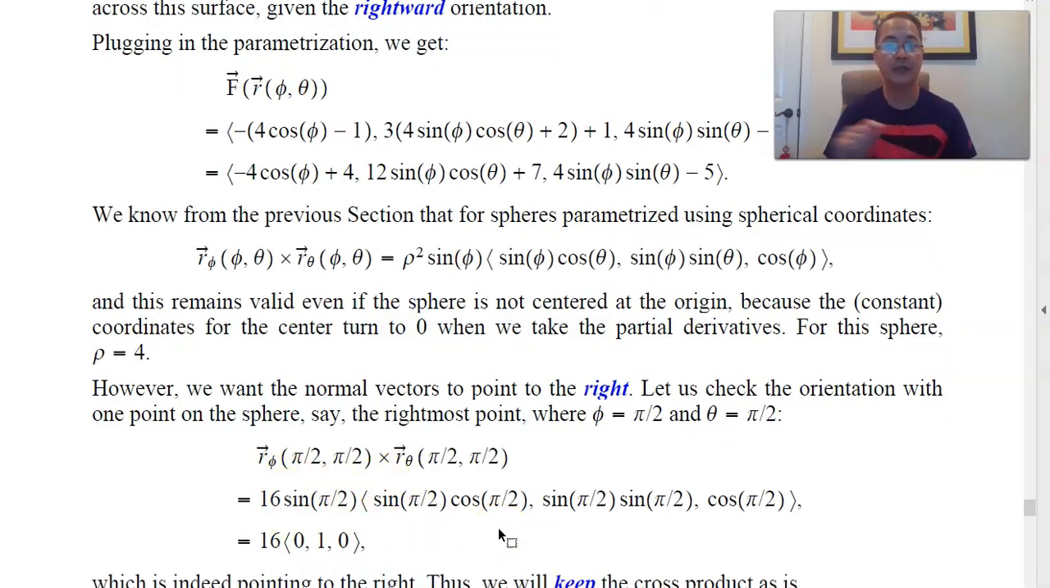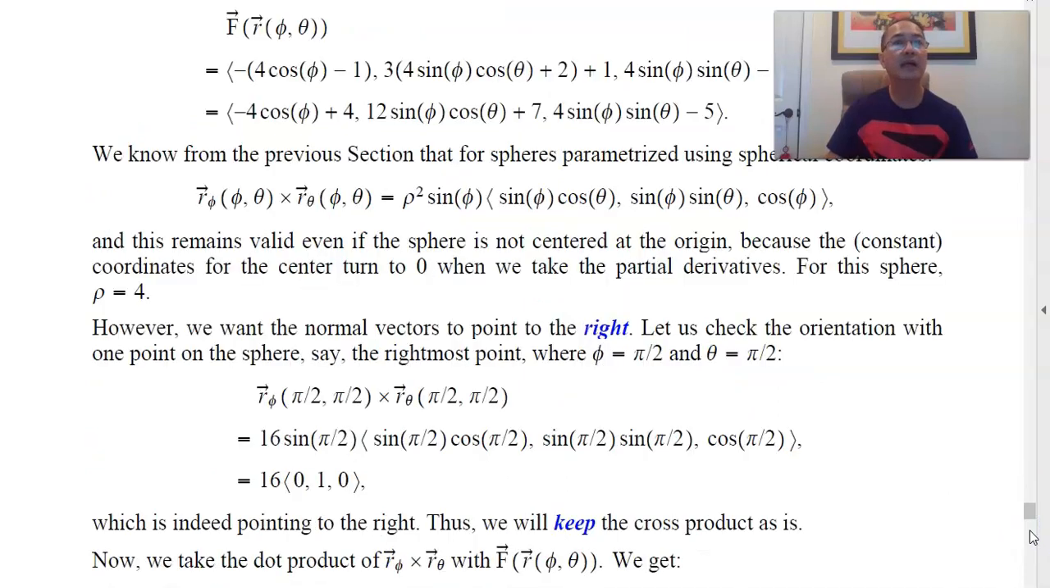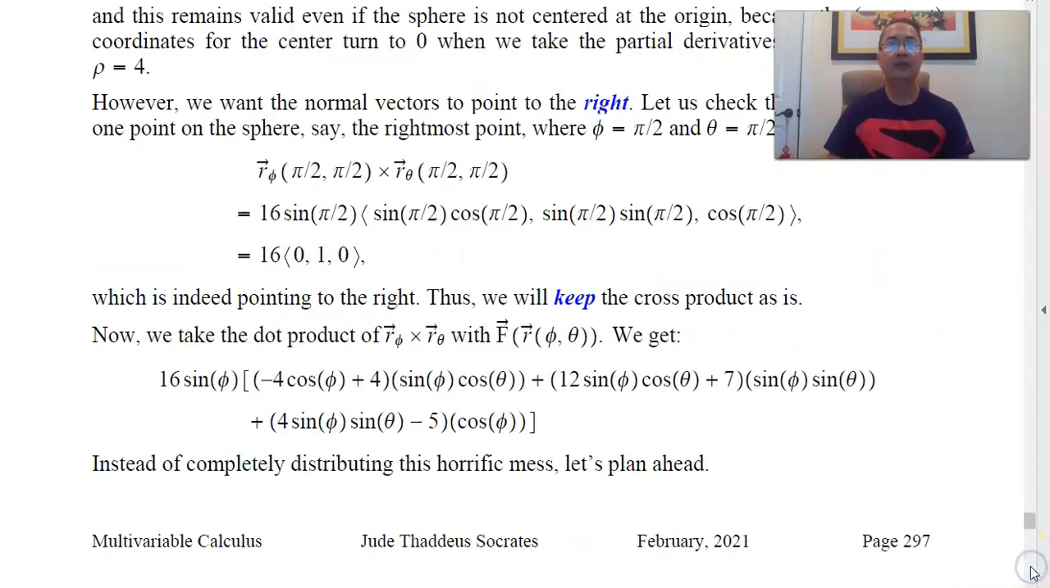You have to be told the orientation of the surface. So we will make the normal vectors point to the right. If you just check one point, the rightmost point of this right half, you will get 16 times (0, 1, 0), so it is pointing to the right. If you were told that you want the leftward-facing normals, then you take the negative. Big deal. The only thing that changes is the sign of the final answer.